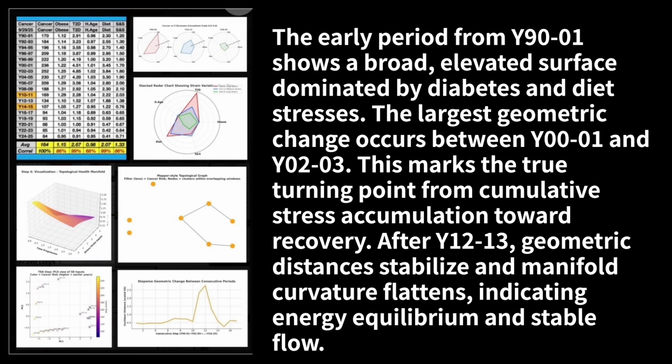The early period from Y9001 shows a broad, elevated surface dominated by diabetes and diet stresses. The largest geometric change occurs between Y0001 and Y0203. This marks the true turning point from cumulative stress accumulation toward recovery. After Y1213, geometric distances stabilize and manifold curvature flattens, indicating energy equilibrium and stable flow.